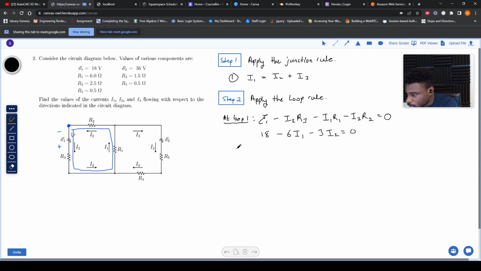So this means our first equation can be written, or this is actually our second equation. So our second equation can be written as 6I1 minus 3I2, and this is going to be equal to 18. It should be plus 3. Thanks for that. So this is going to be 6I1 plus 3I2 is equal to 18. Okay, so far so good.